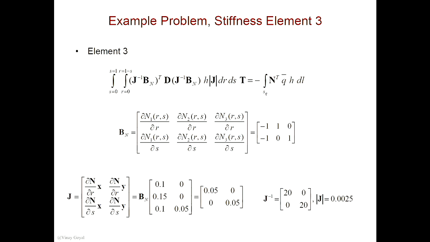Triangle, the integral goes from 0 to 1 minus s, 0 to 1. B bold, we already did that from memory, just did it here, really quick. I know the coordinates for that triangle: 0.10, 0.150, 0.1, 0.05. Multiply these two things together, get the Jacobian. And it's 0.05, 0.05. And J inverse is 20, 0, 0, 20. And then determinant J is 0.025. Okay?